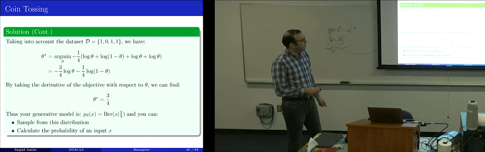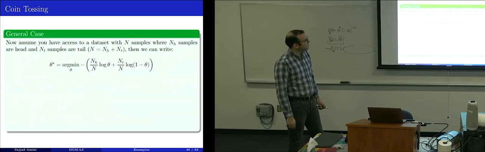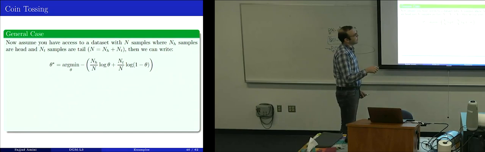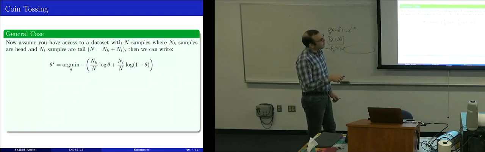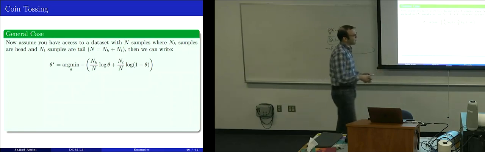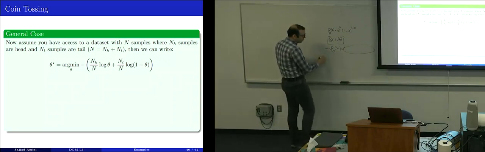So we have a generative model. You can sample from it, and you can do density estimation for a new point, which are the tasks we talk about in generative models. In the general case, assume that I have a data set with n samples, where h samples are heads and t samples are tails, and the summation is equal to n. Then you can write the negative log likelihood for the data set as here. Just remember that this is the negative log likelihood for the whole data set.